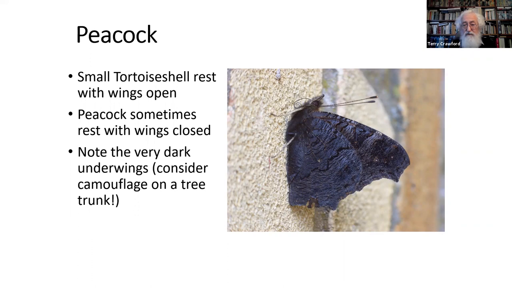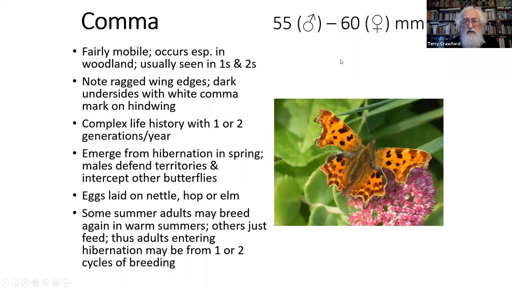Also appearing from hibernation about now is the comma. This is normally only seen in ones or twos at this time of year. In the autumn, they can congregate in orchards after fallen fruit, but generally speaking, you just see them one or two this time of year. Unmistakable, these very, very ragged wing edges. No other butterfly is like that.